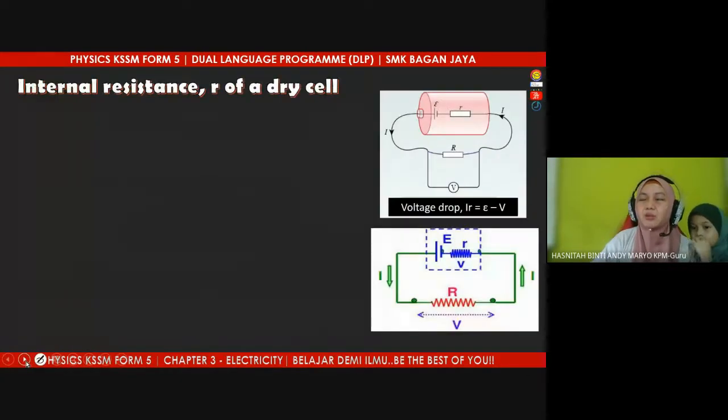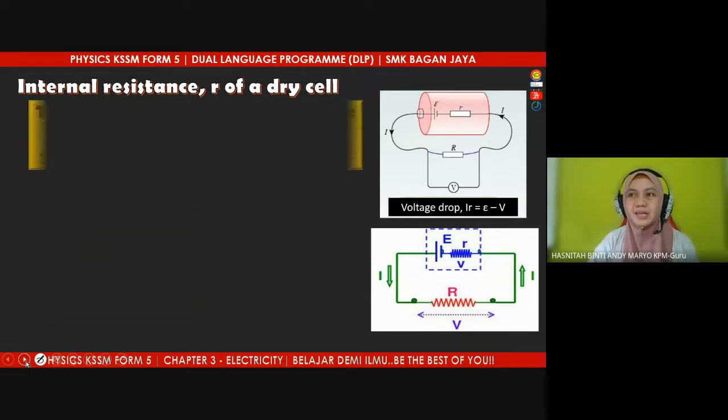So this will bring us to a definition of internal resistance, students. Internal resistance is actually caused by the electrolyte. I repeat, internal resistance in a battery is caused by its electrolyte.